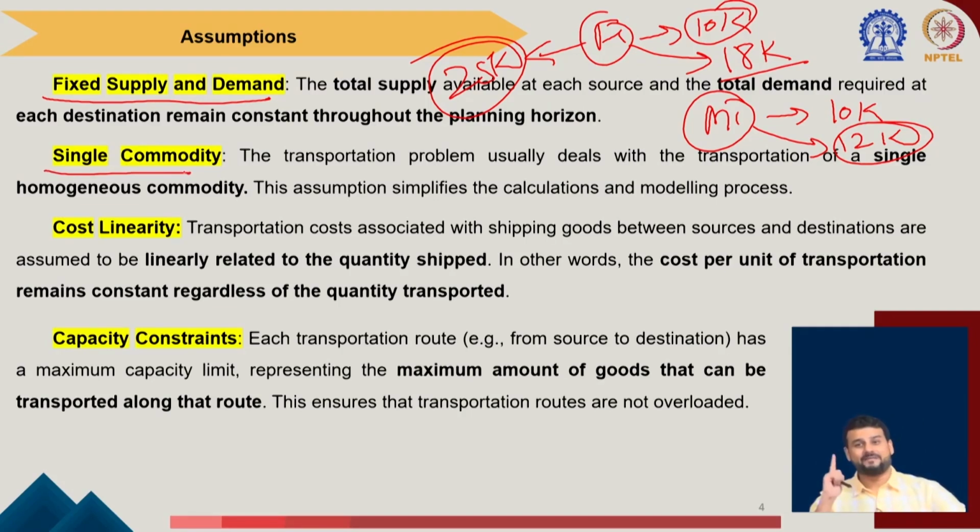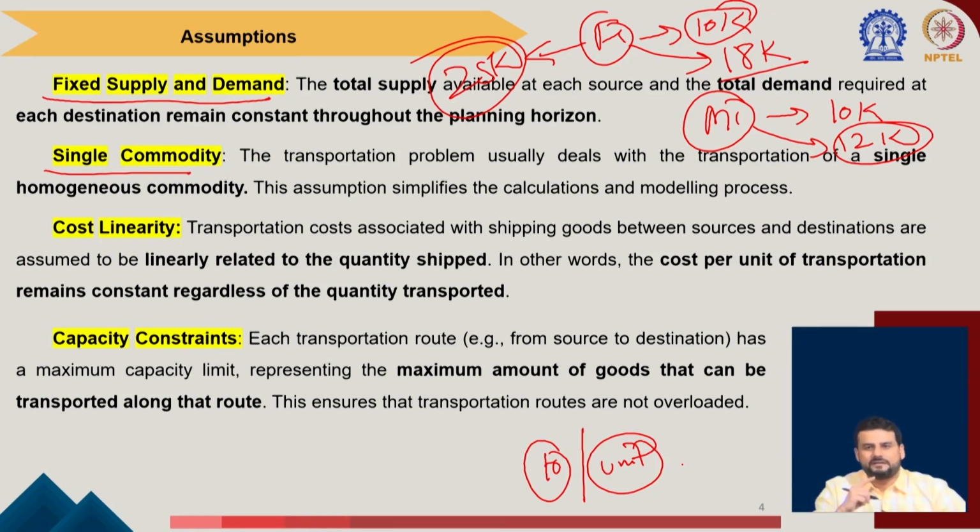Single commodity, another very strong assumption, is that we are transporting only a single product. If we are talking about transporting mobile phones, we are talking only about mobile phones. Talking about transporting cars, we are talking about that product only, a single homogeneous product. That means we are keeping the cost fixed, 10 rupees per unit transported. Obviously, transporting one mobile phone, the cost will be different, transporting a car will be different, transporting some other product will be different. So if we are talking about a single commodity, this transportation model may not be applied as it is in the e-commerce industry.